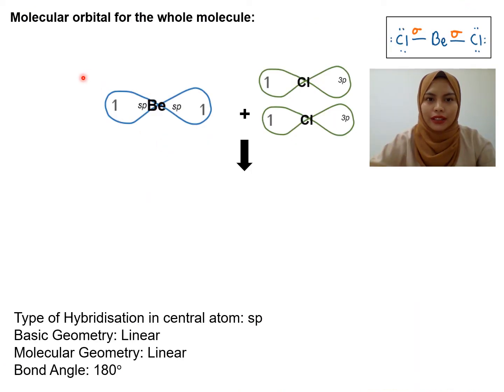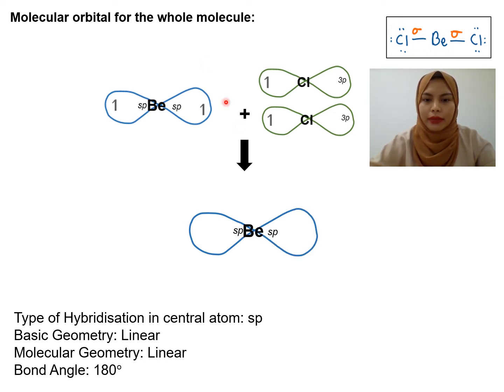Okay, last one. You draw the formation of the orbitals for the whole molecule. Okay, so let us start by drawing the hybrid orbital for beryllium, where beryllium's hybrid orbital is the sp hybrid orbital. Although it looks like a dumbbell, it's not a dumbbell because you have mentioned and labelled that this hybrid orbital is an sp hybrid orbital.